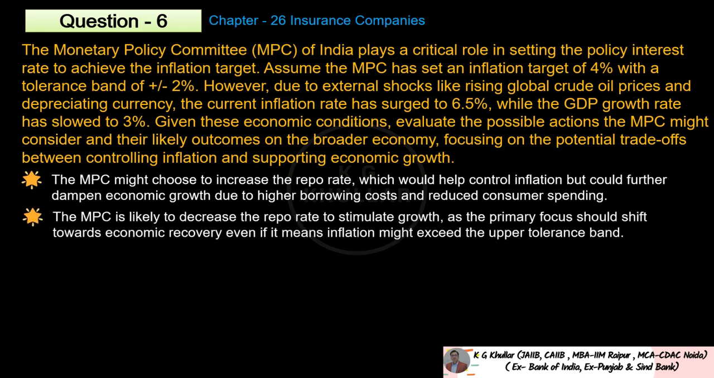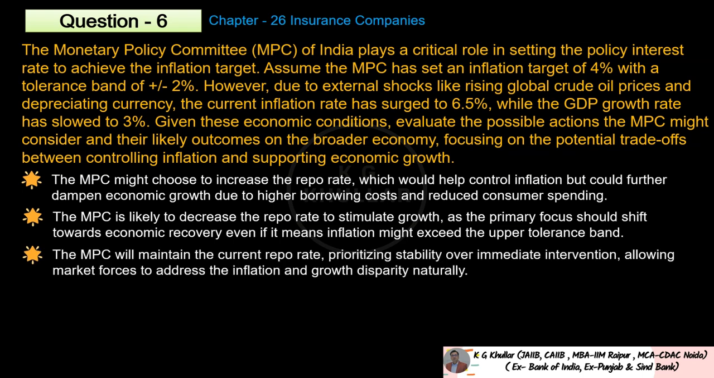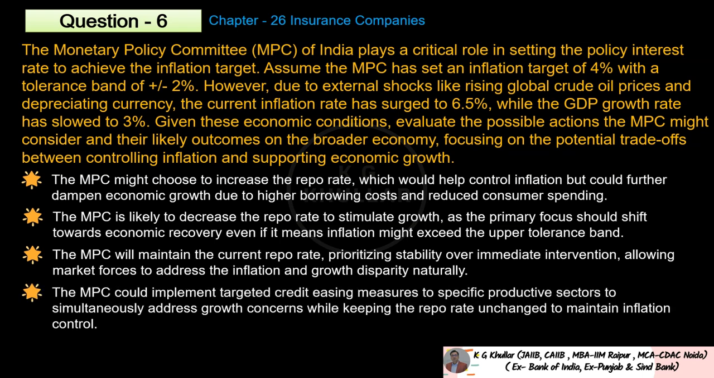Then second option B is the MPC is likely to decrease the repo rate to stimulate growth, as the primary focus should shift towards economic recovery, even if it means inflation might exceed the upper tolerance band. Then third option C is the MPC will maintain the current repo rate, prioritizing stability over immediate intervention, allowing market forces to address the inflation and growth disparity naturally. And last option D is the MPC could implement targeted credit easing measures to specific productive sectors to stimulate additional growth concerns while keeping the repo rate unchanged to maintain inflation control.